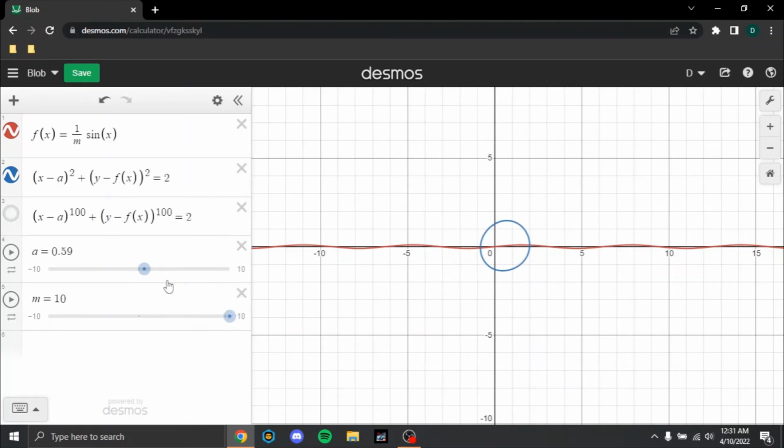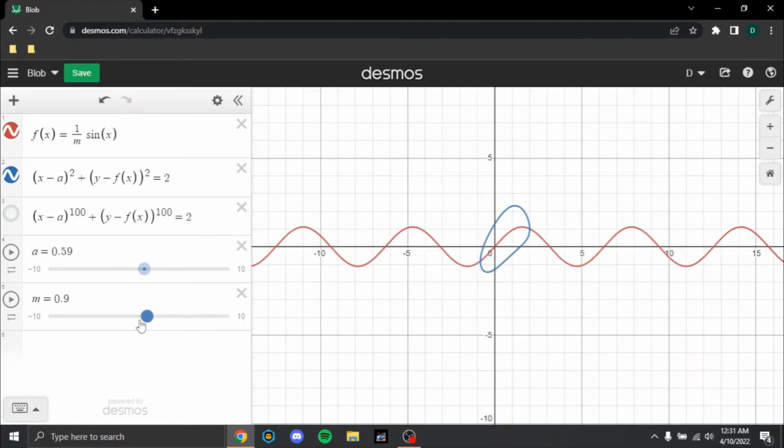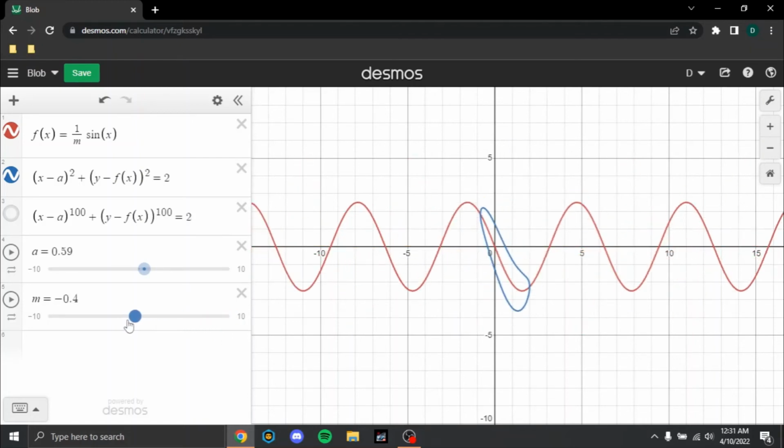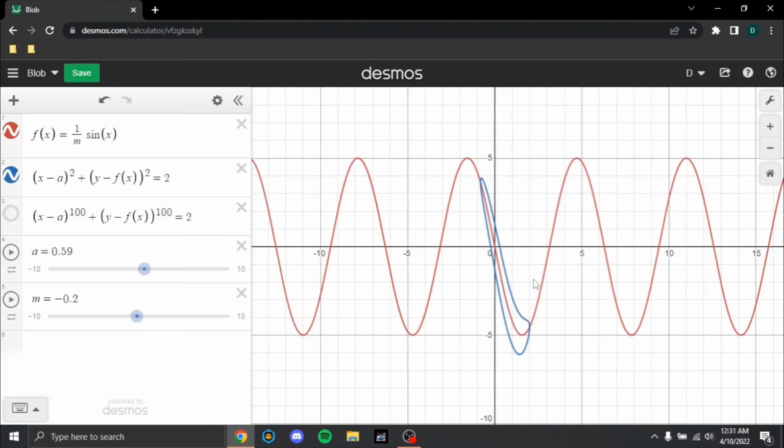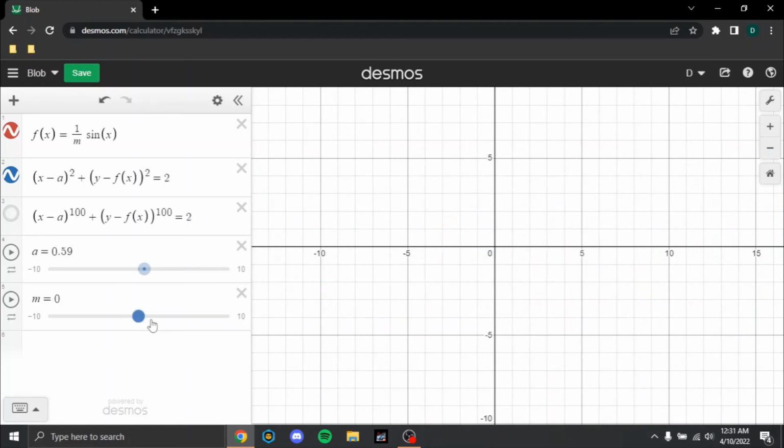You can see I just paused A right now, and if I adjust M, as it goes closer and closer to zero, you can see it looks more stretched out and bizarre. But if M goes to a higher magnitude, it looks more and more like a circle, traveling almost like an exact circle. So if M goes to infinity, this is going to be exactly a circle.